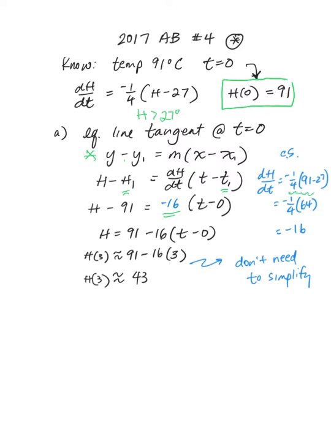So I did that right over here in the chicken scratch. I find that my slope is negative 16. Rearranging it, I have now an equation for my temperature, and then I want to approximate it when the time is equal to 3. And so I'm going to put 3 in for t in my equation. You don't need to simplify this. If you don't have a calculator, just leave it as 91 minus 16 times 3, but that value is 43.